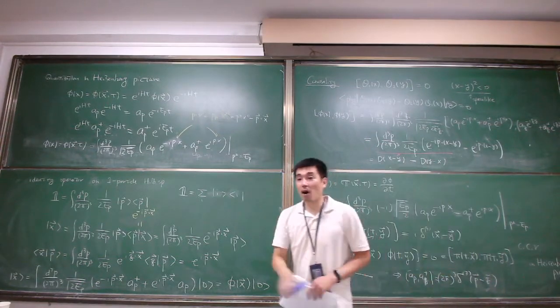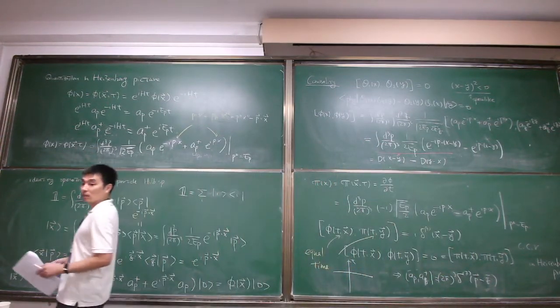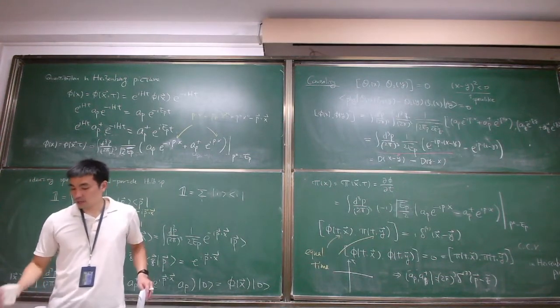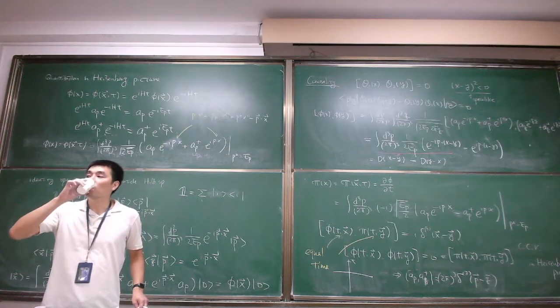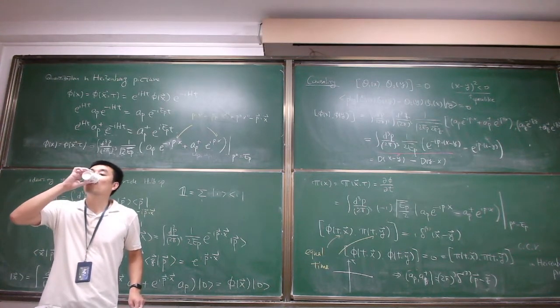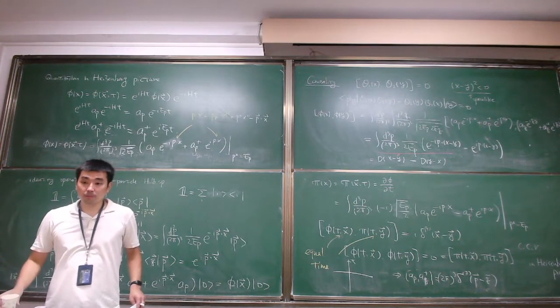Any questions so far? I have a question. As far as I know, the field operator isn't such an observable function. So why should our causality be like such?